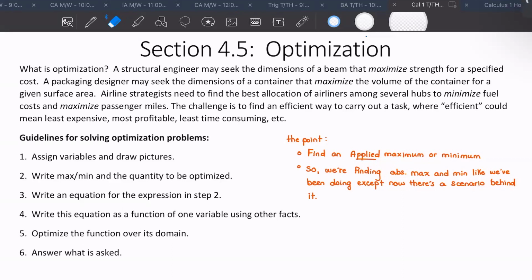Once we do that, step 5 says optimize the function over its domain. That's very mathy. That means we are going to take the derivative, set the derivative equal to 0, and solve. That's what we've been doing this whole time, right? Taking the derivative, setting it equal to 0, and solving it. And then we're going to answer what is asked. Most of the time, that's whatever we found. We might have to do a little bit of tweaking, but not much.